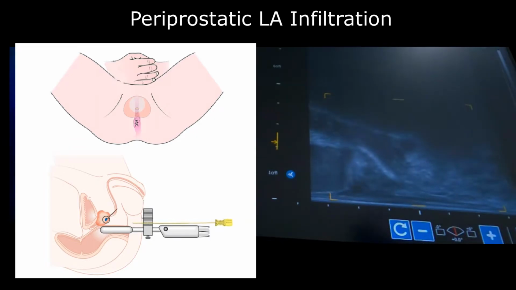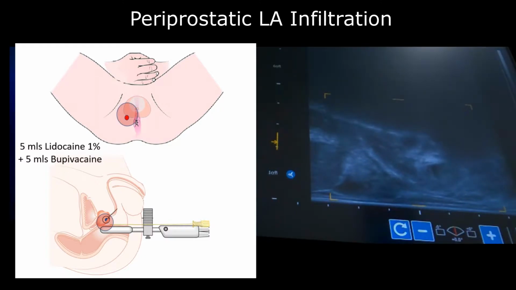Periprostatic block is infiltrated on the lateral border of the prostate apex. A mix of lidocaine and bupivacaine is used.